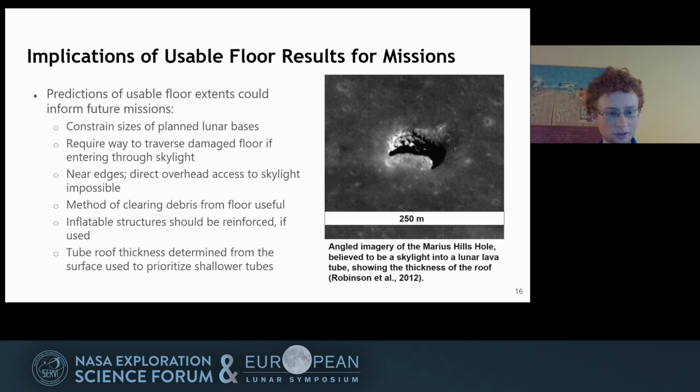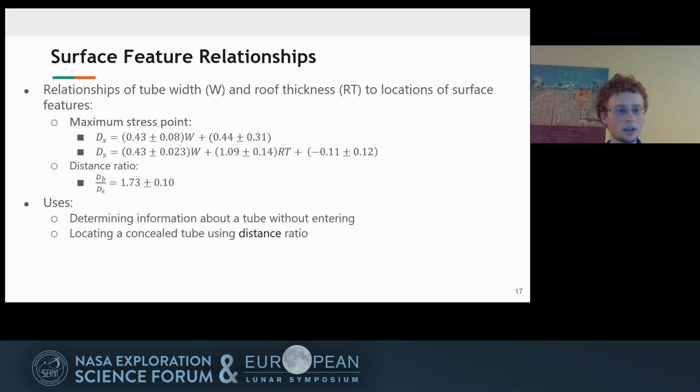Also, since I found that usable floor extents were larger in shallower tubes, if we can determine the roof thickness of a tube from the surface, such as from angle imagery, we could use this to prioritize choosing shallower tubes to explore. These are the surface feature relationships that I described earlier. I think these could be used, if we can determine the surface features, to study the tubes, as I described earlier.